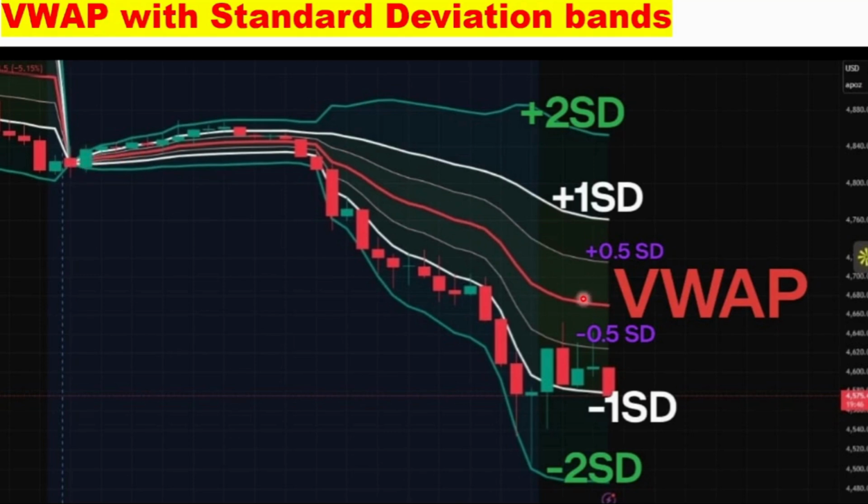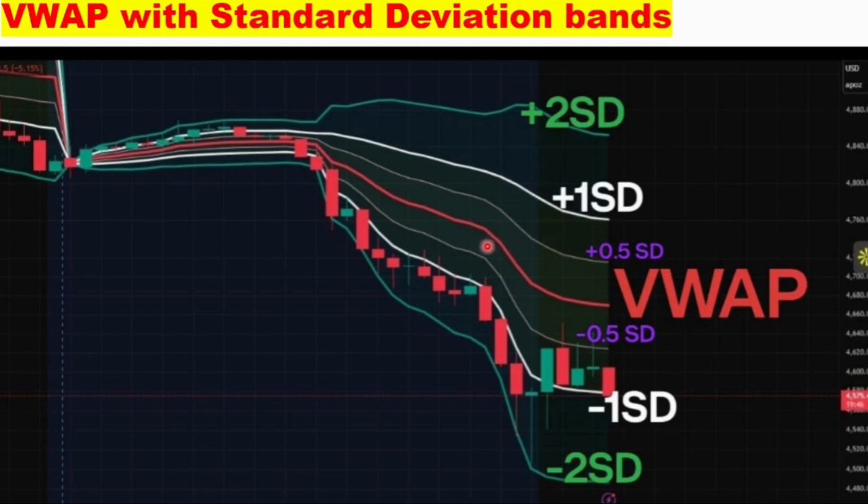Institutional traders often use VWAP as a benchmark. They prefer to buy below VWAP and sell above it. Now around the VWAP, we also have standard deviation bands. In my TradingView, the VWAP is shown as a red line and we have pink lines that mark 0.5 standard deviations above and below, and then we have white lines at 1 standard deviation and green lines at 2 standard deviations around the VWAP.